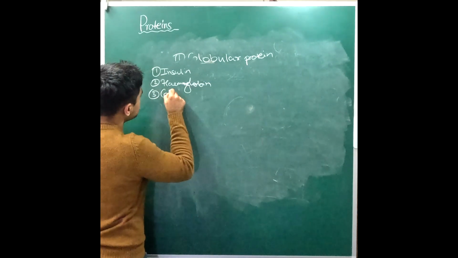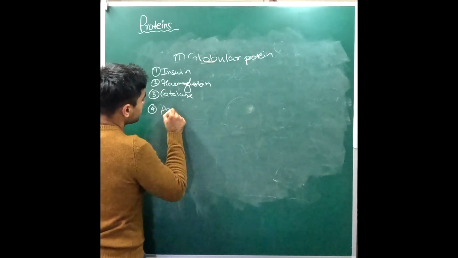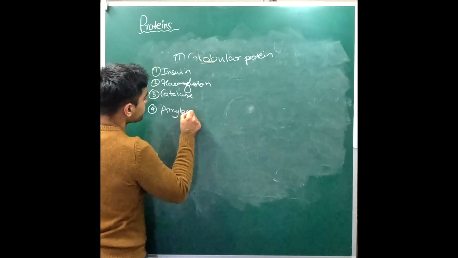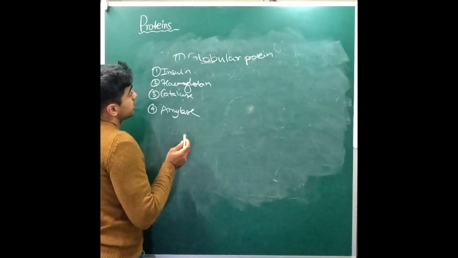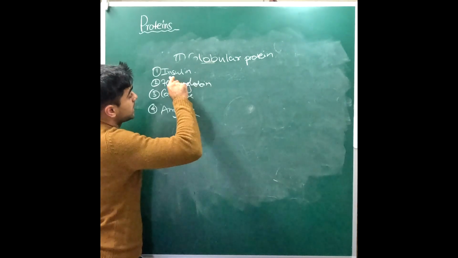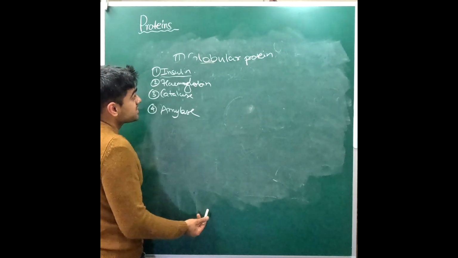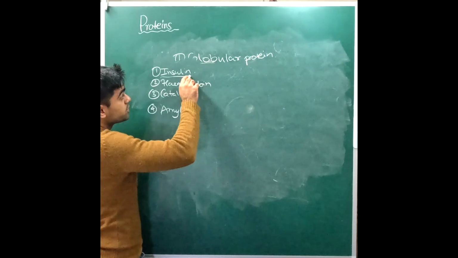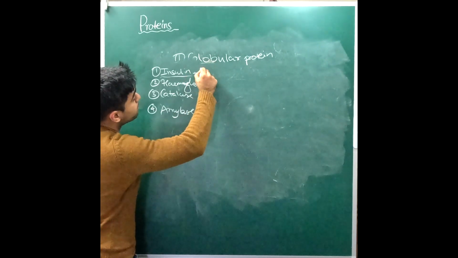Third, catalase. Fourth, amylase. Okay, now what you realize, this guy is essentially a hormone which is released by beta pancreatic cells in the pancreas, and essentially is to do with glucose levels and maintaining them. Now this is released into the bloodstream, okay?